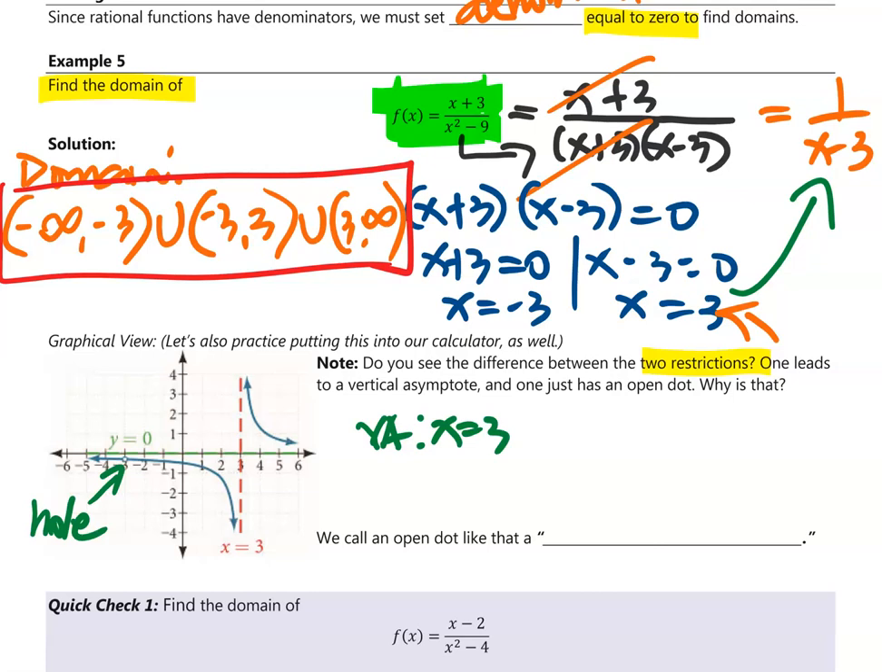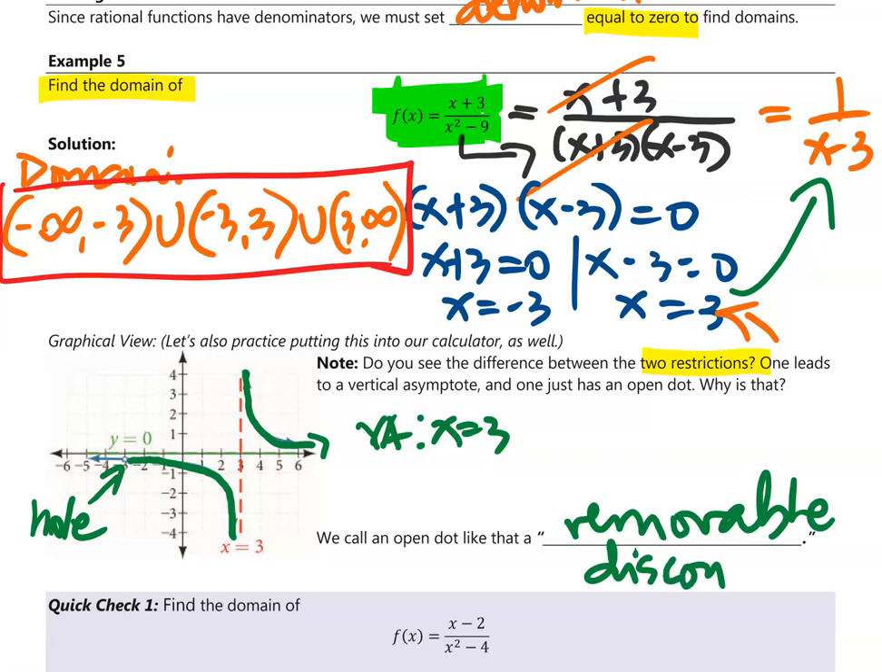and we use that to write our domain. So take a look at this graph. The graph is from negative infinity to negative 3 because there is no point at negative 3, and then it's continuous from negative 3 to positive 3, and then there is a break here again because you have a vertical asymptote, and then from 3 up to positive infinity. Okay, so this hole here, we call that open dot a removable discontinuity.